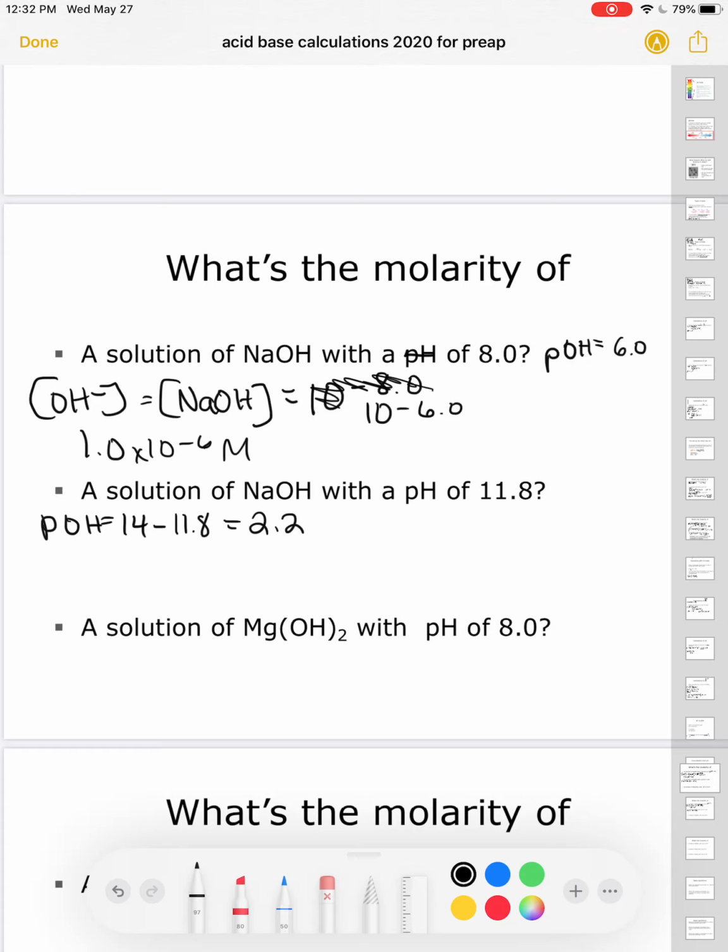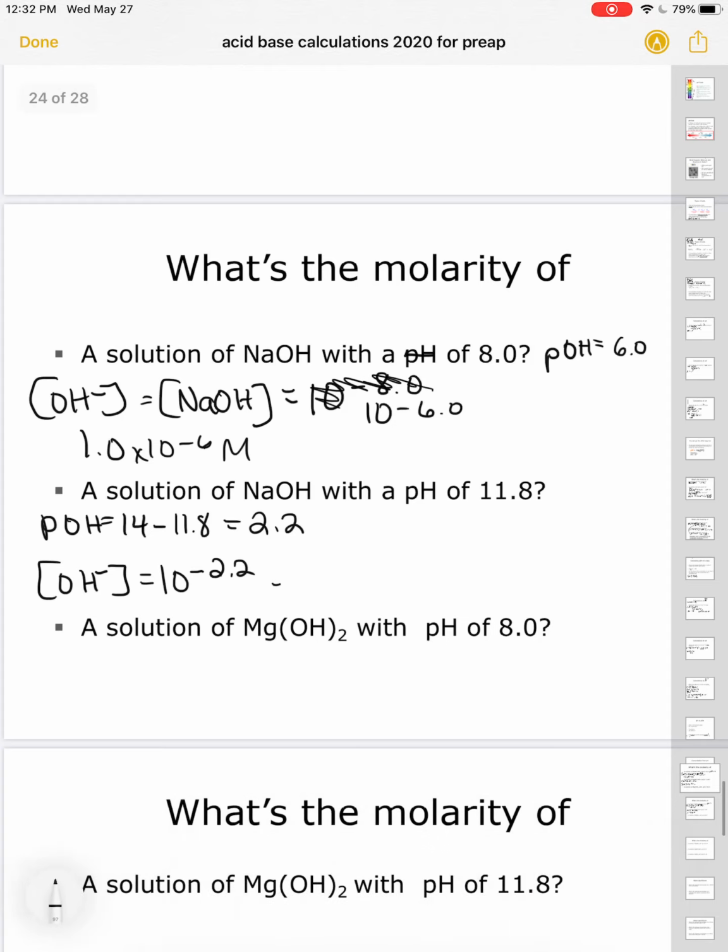Okay, so then I'm going to do OH minus is equal to 10 to the negative 2.2, which is 0.006 molar. I could put another digit there, so it's 6.0 times 10 to the negative 3 molar. And since this was monobasic, that's the concentration of sodium hydroxide as well. All right, so now let's take a look at this dibasic base.